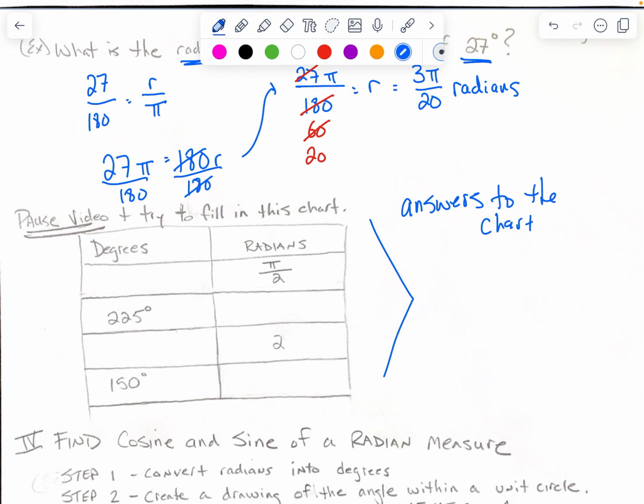Here come the answers to the chart. I'll just write the answers in first. For those of you that just want the down and dirty answer key, this is 90 degrees. 225 is 5 pi over 4.